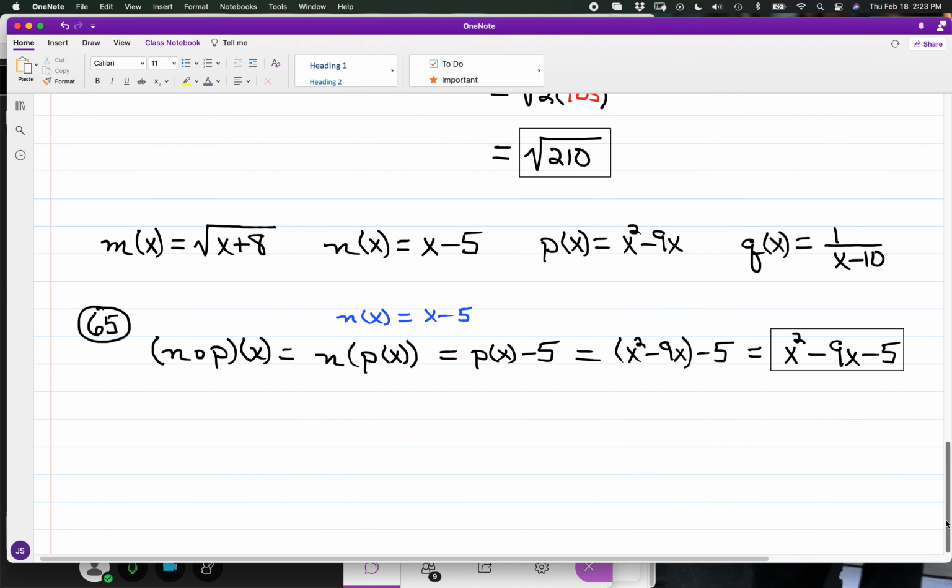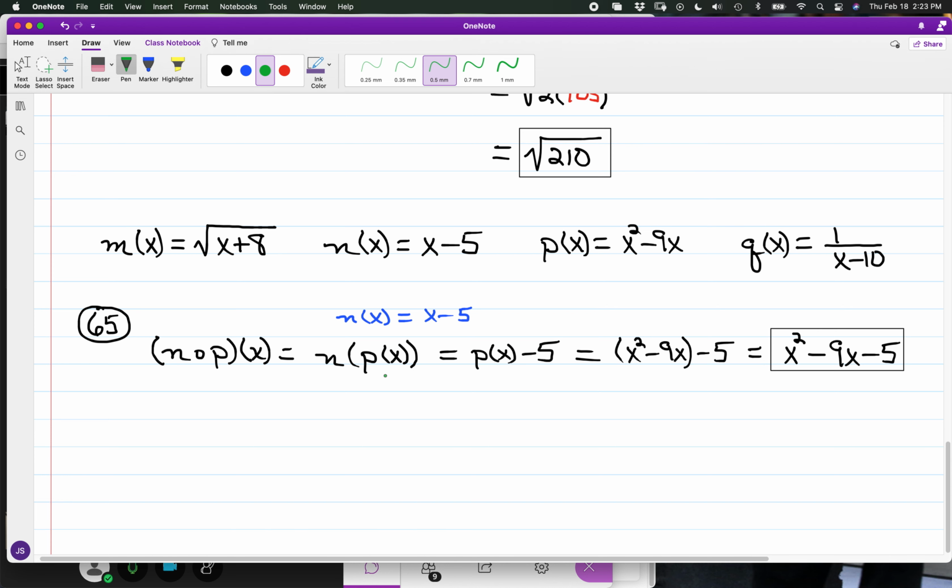Now, in the case of the domain of compositions, again, there are two criteria. Again, we have the input function, p of x equal to x squared minus 9x. So we don't have an even root radical, and we do not have a fraction. So that part has no restriction.